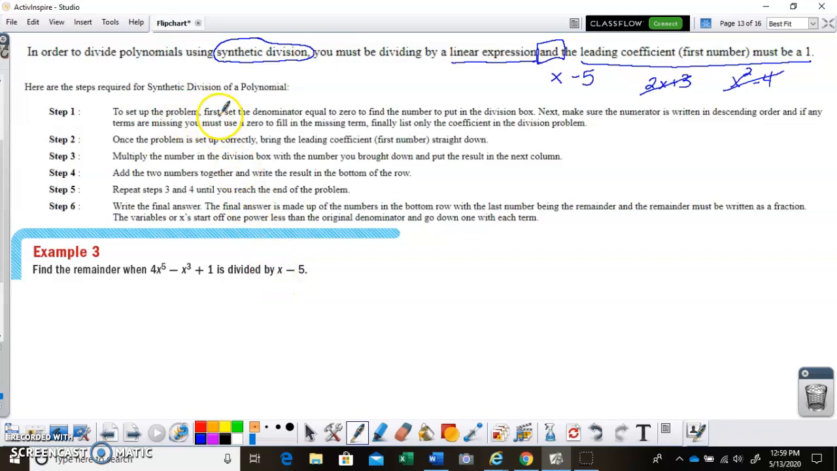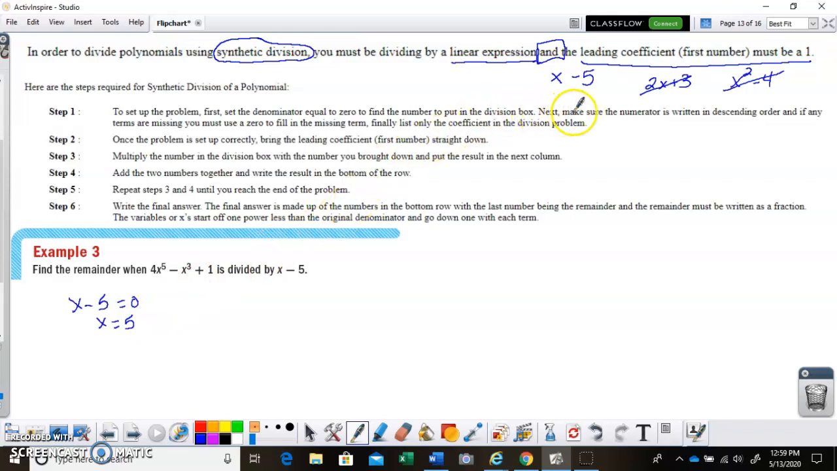So to set up the problem, first set the denominator equal to 0 and find the number. So the denominator, x minus 5, equals 0. And the number you find is the number you put in the division box. So we're going to go ahead and do that. We're going to add 5 to both sides. So x equals 5. Great. So 5 is going to be the number we put into the division box.